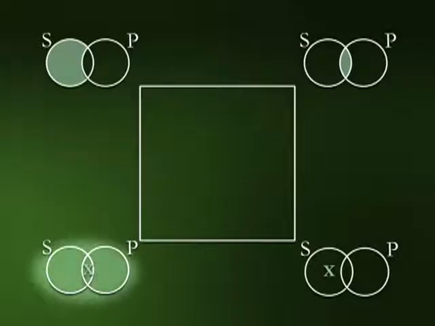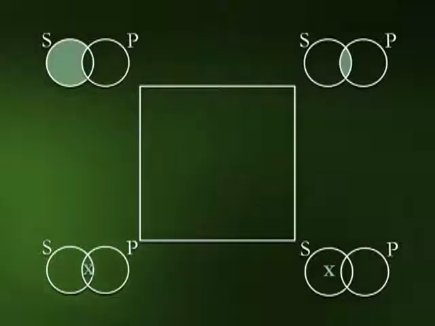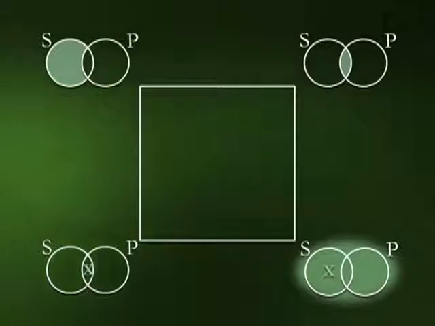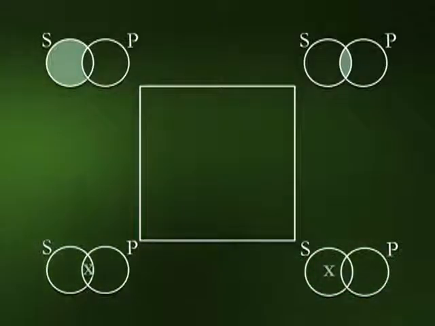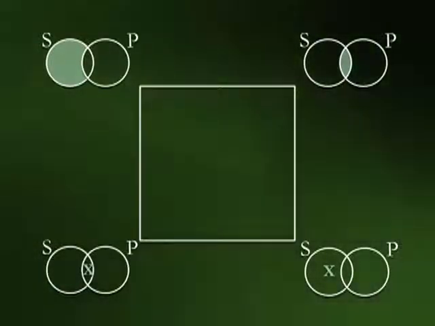In the lower left is some S are P. We use an X in the intersection to show that there's at least something in the overlap. Something is both S and P. Some S are not P is lower right, with an X in the outer S area to indicate there's at least one S outside the overlap with P. Some S's are not P.